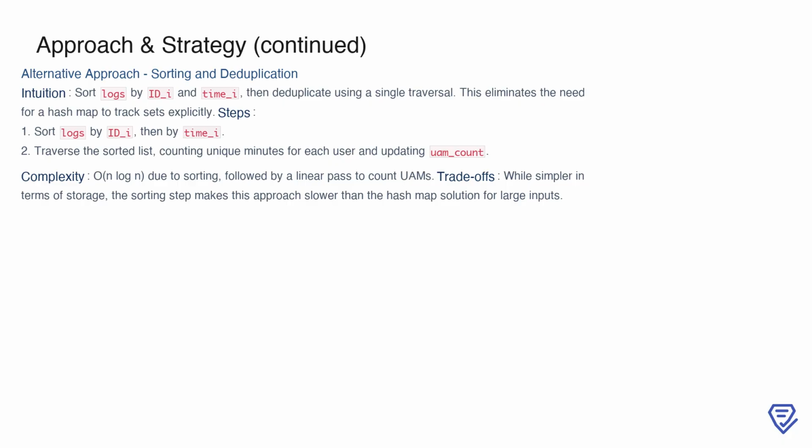The steps involve first sorting the logs, which ensures that all actions for a user are grouped together and in chronological order. Then, as we iterate through the sorted list, we count unique minutes for each user and simultaneously update the UAM frequency counts. While this approach is simpler in terms of storage since it doesn't require a hash map for grouping, it has a higher time complexity of O(n log n) due to the sorting step. For small to medium-sized inputs, it can be a viable option. However, for larger datasets, the sorting overhead makes it less efficient compared to the hash map and set-based solution.